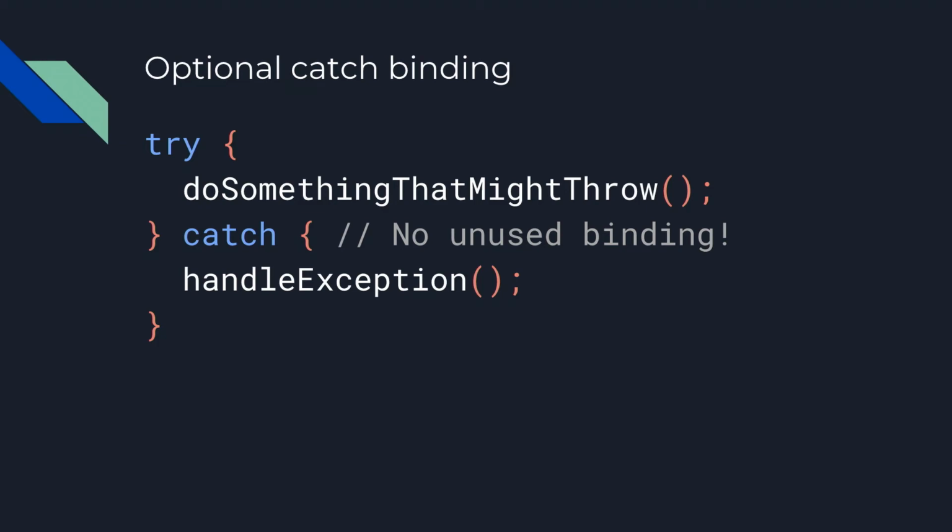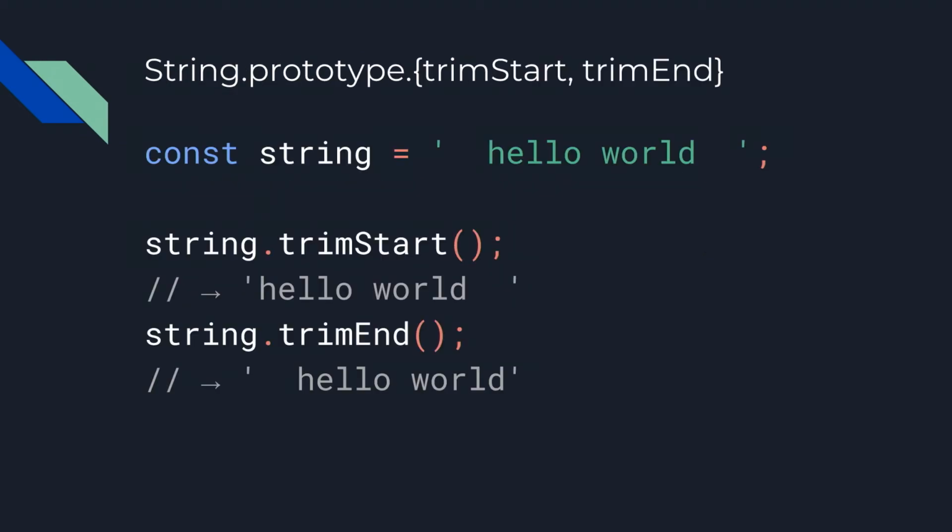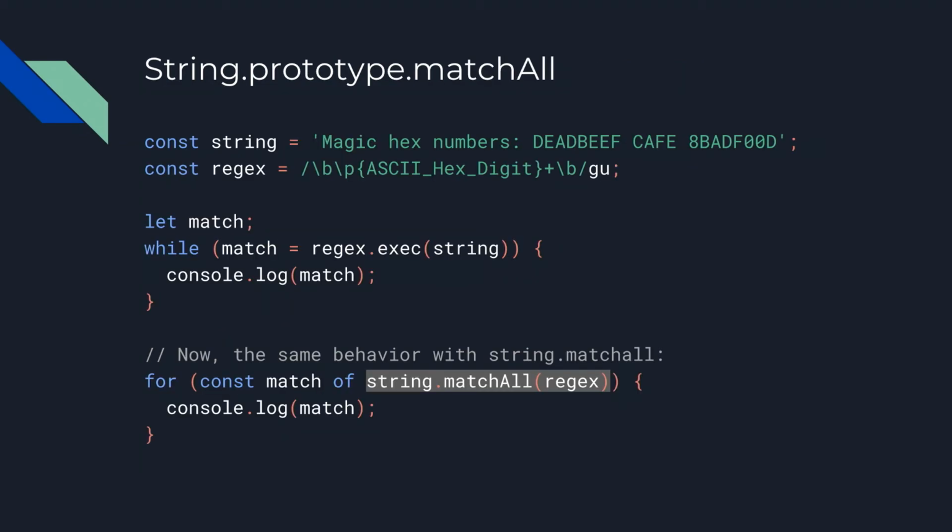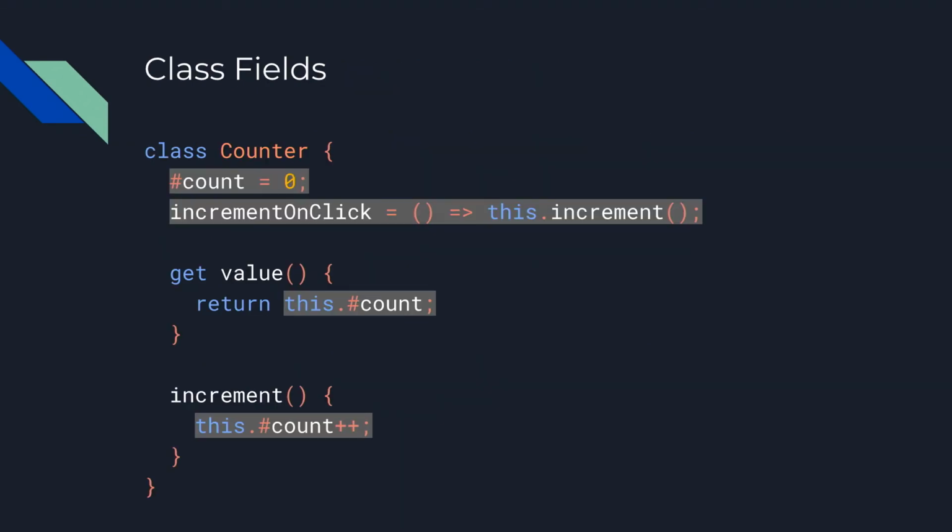Here, we no longer have to have a variable bound for the catch clause. So this is an optional catch binding. And then we have trimStart and trimEnd, where we trim white space. matchAll gives an iterator that matches against all the possible matches. Class fields brings you instance properties, private and public.